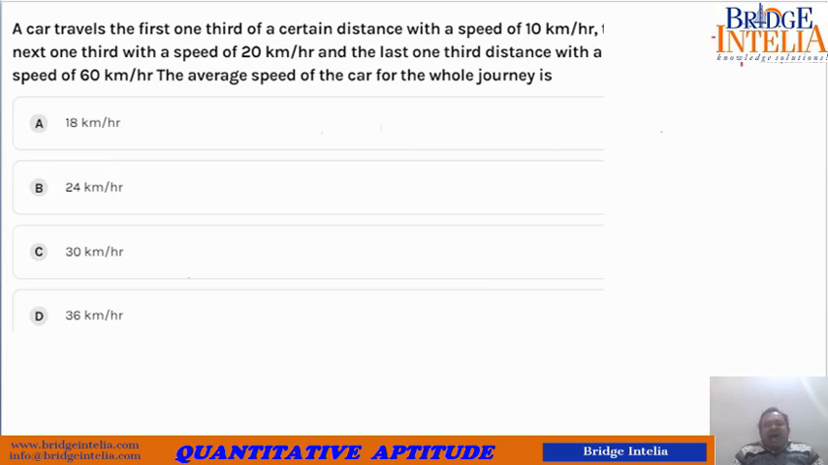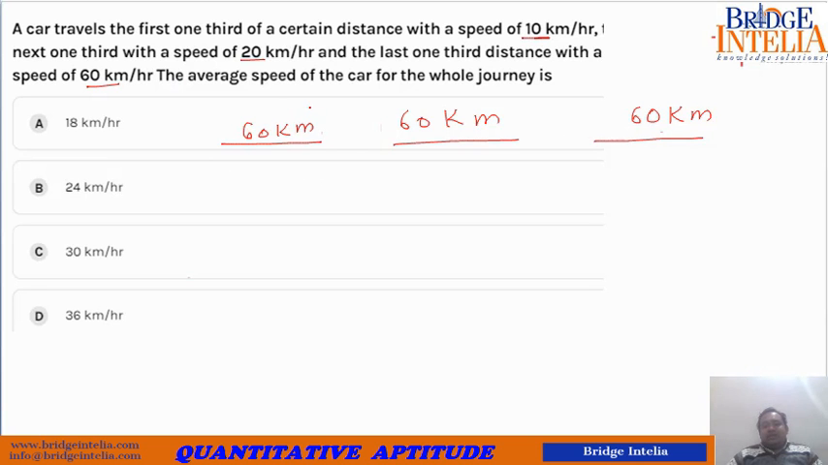So a car travels the first 1/3 of a certain distance with a speed of 10 kilometers per hour, next 1/3 with a speed of 20 kilometers per hour, and the last 1/3 distance with a speed of 60 kilometers per hour. The average speed of the car for the whole journey is equal to what? So 1/3, 1/3, 1/3. So choose the figures conveniently. So I have chosen each patch of 1/3, 1/3 to be equal to 60 kilometers. Why? Because I saw these figures 10, 20 and 60.